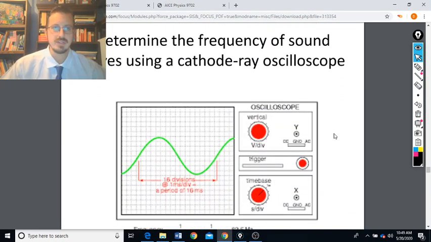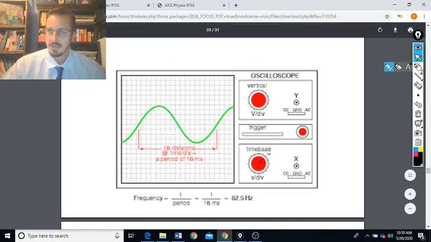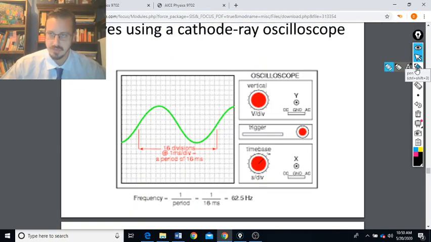Determine the frequency of sound waves using a cathode ray oscilloscope. There are many worked example calculations that I've uploaded. You can take a look at the link there. Because I'm going through an explanation here, I do want to briefly explain what's going on. A cathode ray oscilloscope is a way to convert the input signal into something that we can visualize.